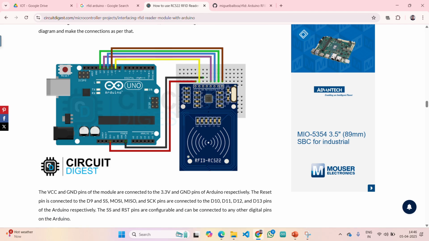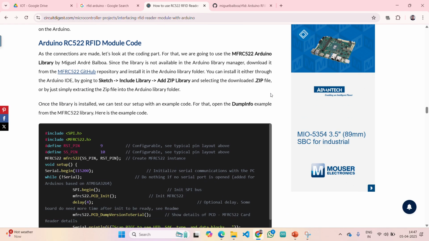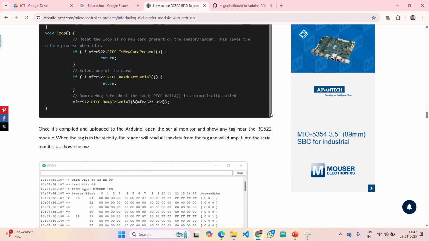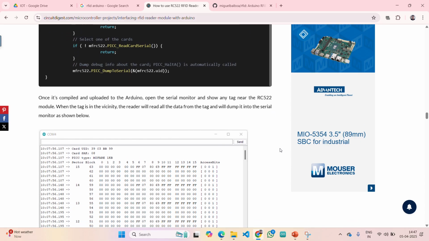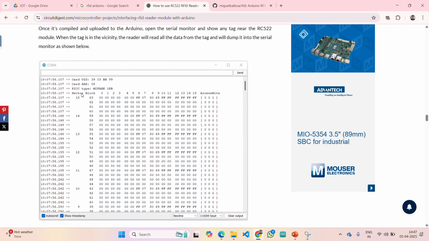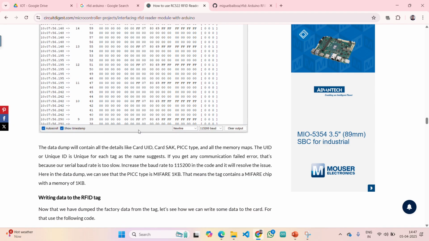Yes, this is a simple circuit we are going to make use of for reading the RFID details. That is the unique ID and what data is present and in which block it is present. Everything can be seen, guys. It is very interesting. This is the simple program for reading the RFID tag. It is very small. Here you can see the details. Card UID is going to be obtained, SAK, PICC type, MIFARE card. And the sector block is nothing but the details which are present can be seen here.